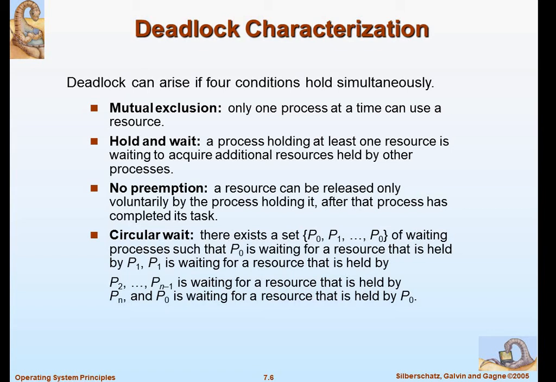Hold and wait: a process is holding at least one resource and it is waiting to acquire additional resources, which are held by some other process. No preemption means the resources cannot be preempted, meaning resources cannot be taken forcibly. Resources cannot be released forcibly. After completion of the task, the process voluntarily releases the resource.